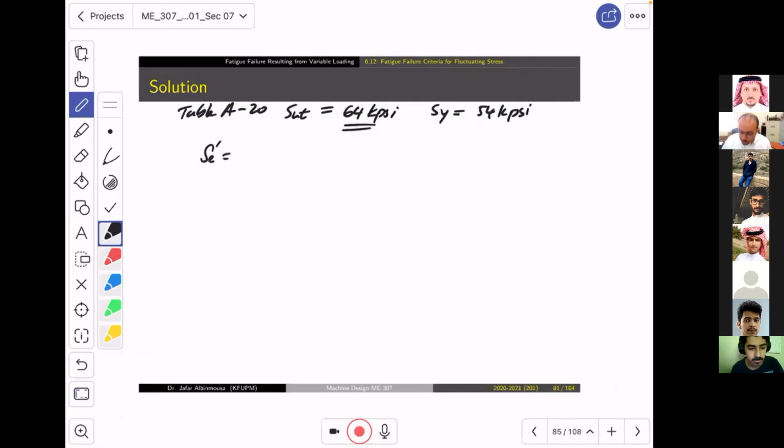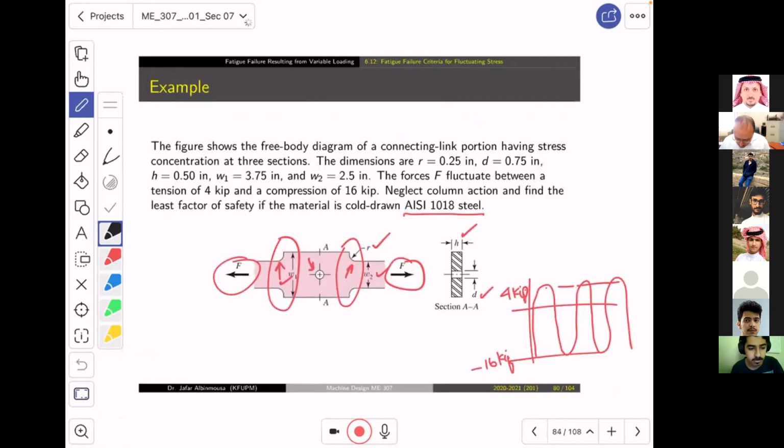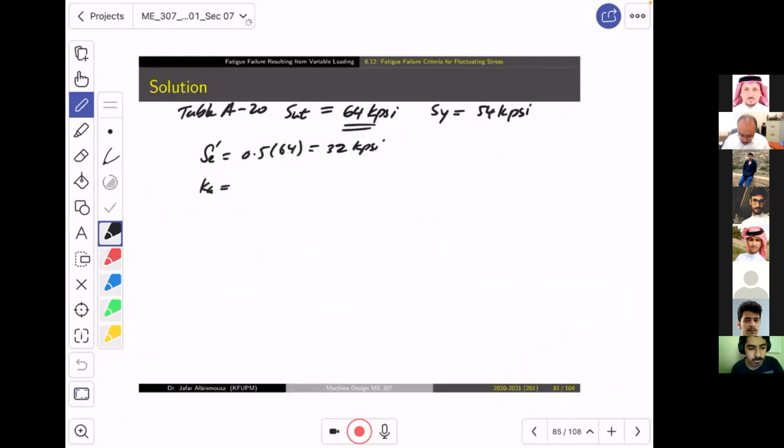So SE prime is equal to half of 64, which is going to be 32 kbsi. Now we go to the next one, which is Ka. This material is cold drawn. If it is cold drawn, and remember this is in kbsi, so this is going to be 2.7 multiplied by SUT 64 to the power minus 0.265, which is 0.897.